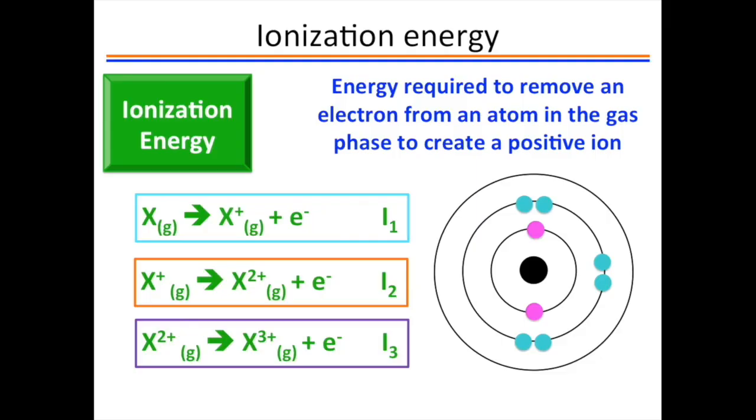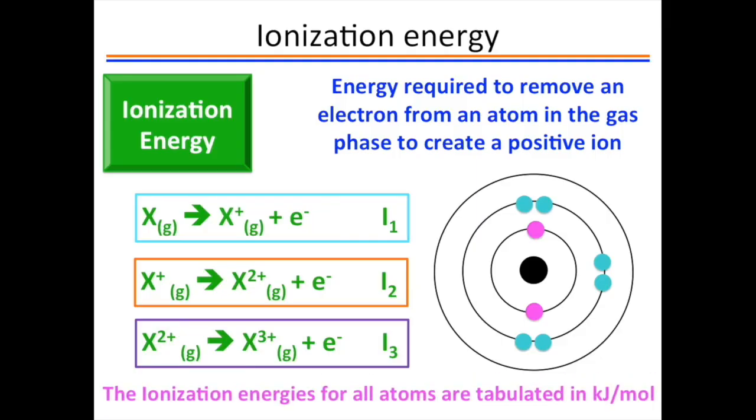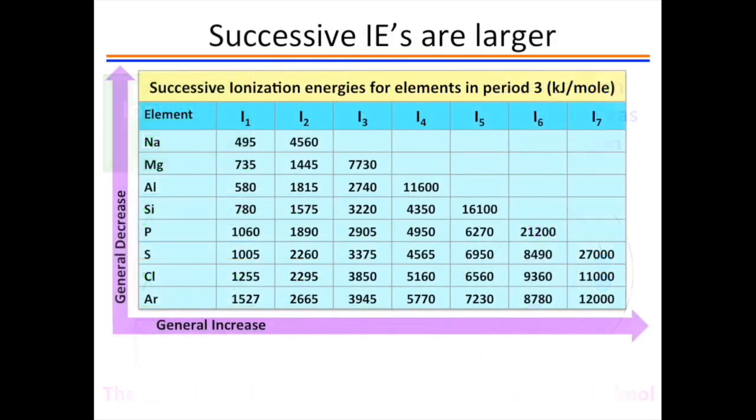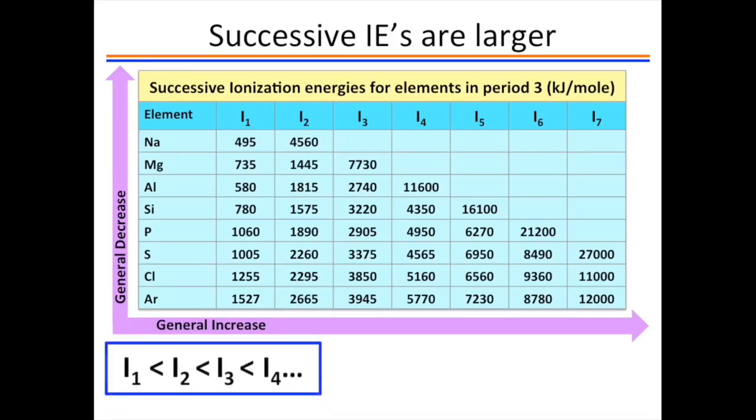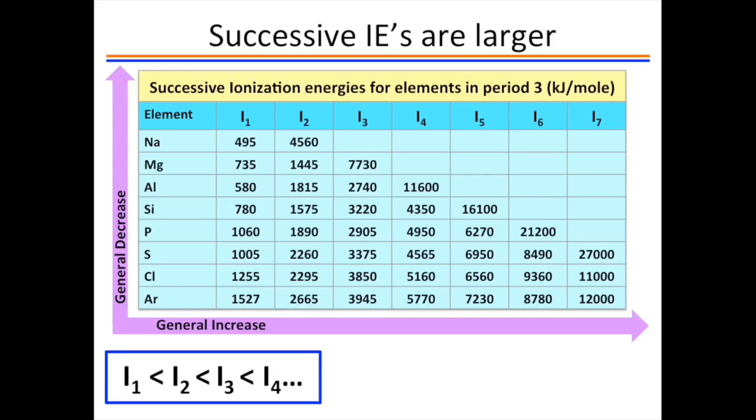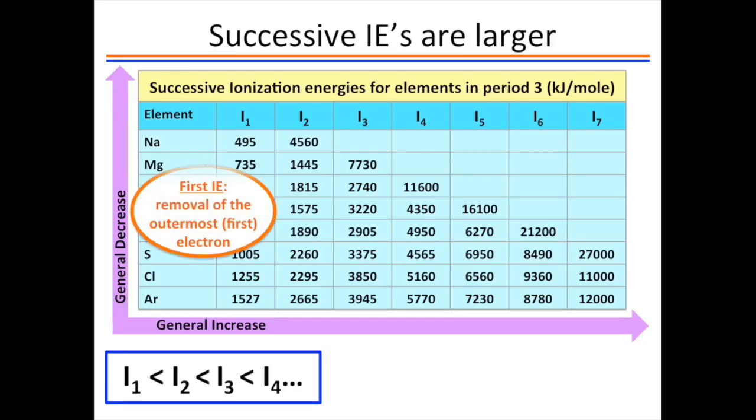Ionization energies have been measured and tabulated. Here is a table of ionization energies for the elements in period 3. Looking at the numbers, we can see that each successive ionization energy is larger than the last. I1 refers to the first ionization energy and is the energy it takes to remove the outermost electron from the atom. This electron is the easiest electron to remove.